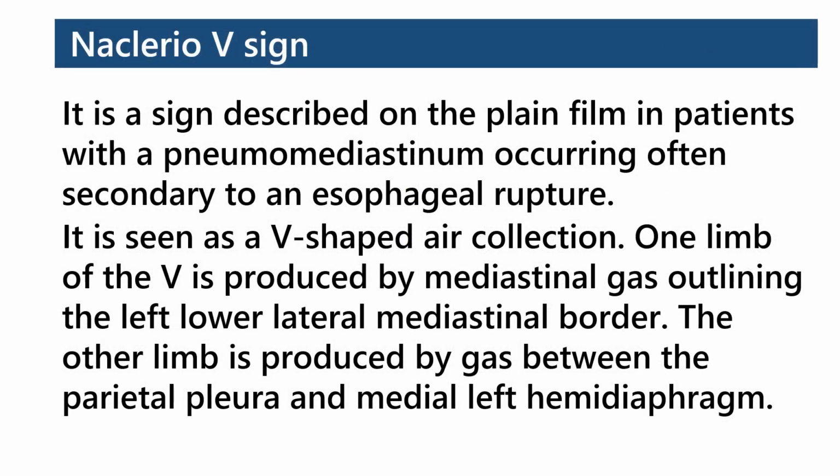Naclerio V sign is a sign described on the plain film in patients with a pneumomediastinum, occurring often secondary to an esophageal rupture. It is seen as a V-shaped air collection. One limb of the V is produced by mediastinal gas outlining the left lower lateral mediastinal border. The other limb is produced by gas between the parietal pleura and medial left hemidiaphragm.